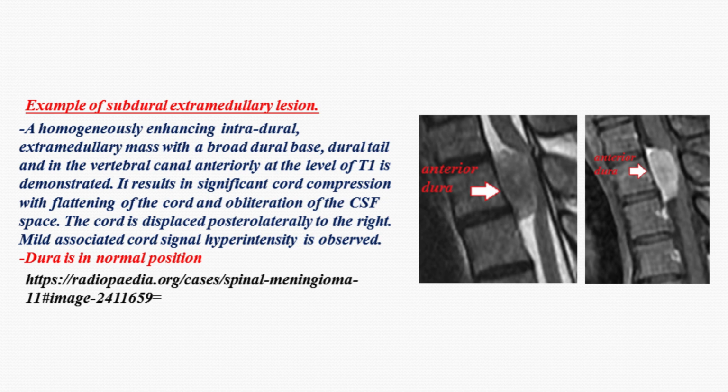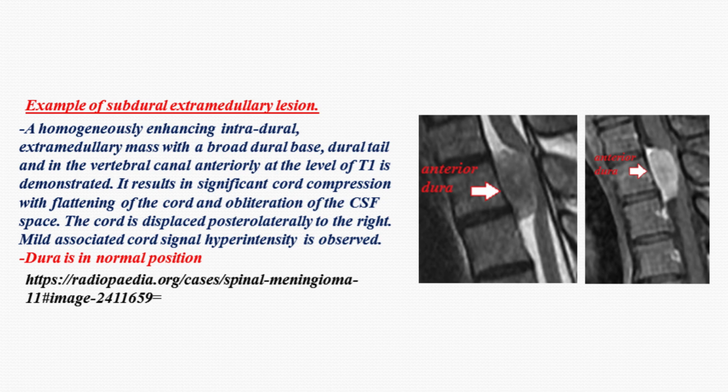Example of subdural extramedullary lesions. Here we have two images. On the right side, we have a T1 plus contrast sagittal image, while on the left side we have also a sagittal image on T2 sequence.